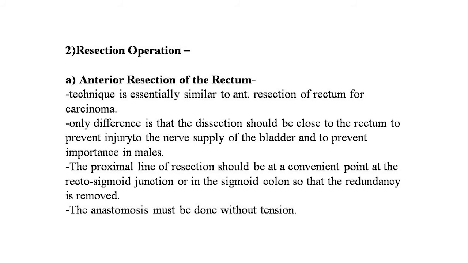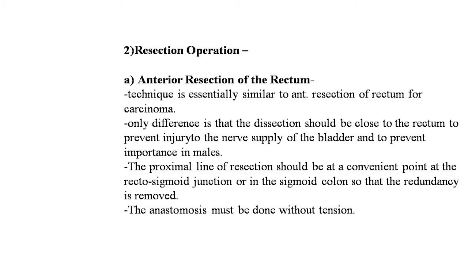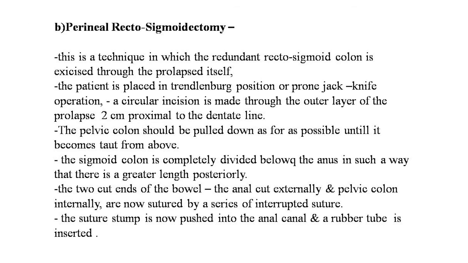The proximal line of resection should be at a convenient point at the recto-sigmoid junction or in the sigmoid colon so that the redundancy is removed. The anastomosis must be done without tension. And the second resection operation is the perineal recto-sigmoidectomy.